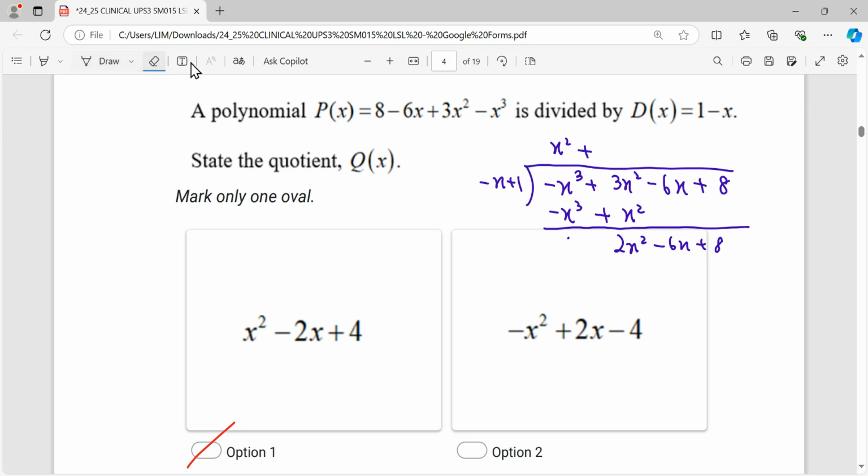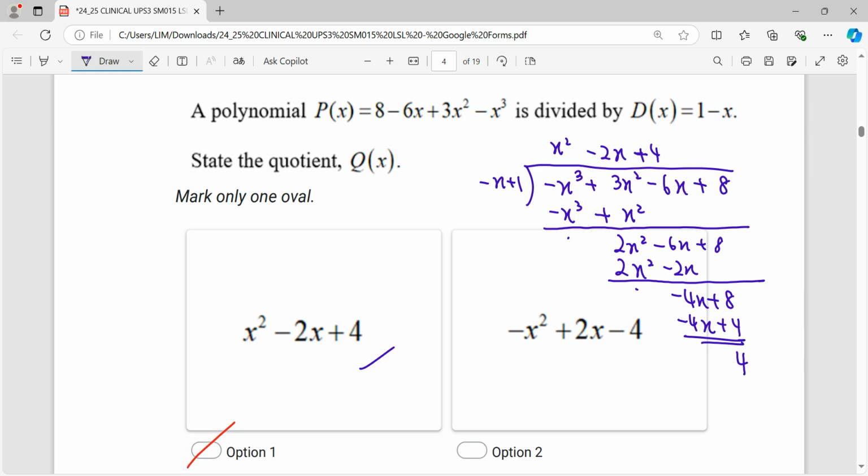Again, we need a positive 2, so we need to multiply negative 2 with x. We can get positive 2 with x squared. We multiply, expand, minus 2x. We find the balance, minus out, so negative negative becomes positive. We can get negative 4x plus x plus 8. Then minus 4, you need negative, so positive 4. Multiply with negative x, negative 4x. And then plus 4. Then the remainder is 4. So the quotient will be x squared minus 2x plus 4.